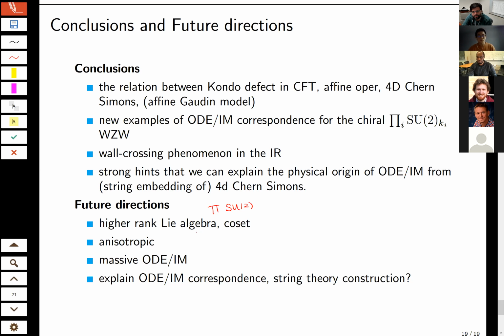Are there any questions? You can just go ahead and unmute yourself. I have a quick question. Is it important that the CFTs are actually rational CFTs that you're looking at in SU2 WZW? Could you do this also for SL2R?